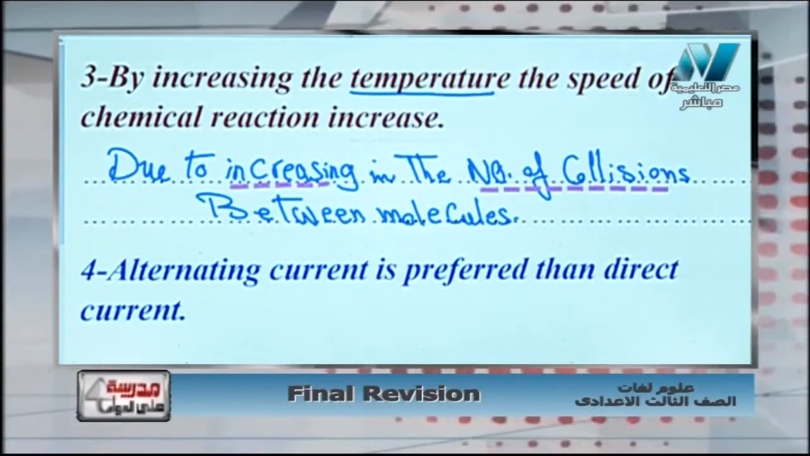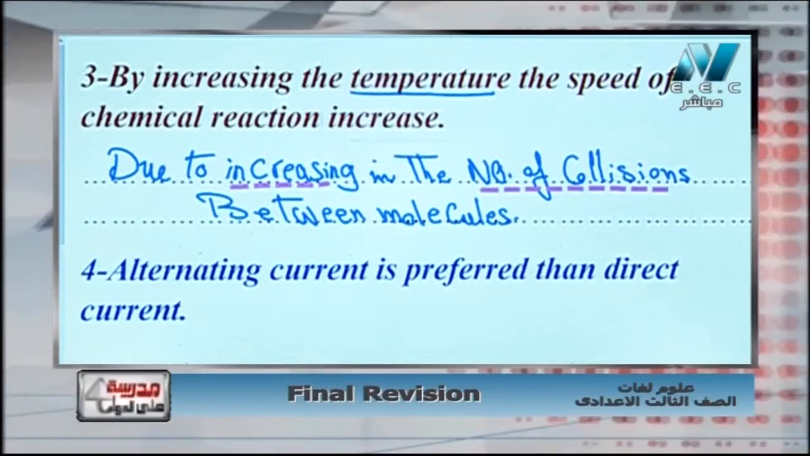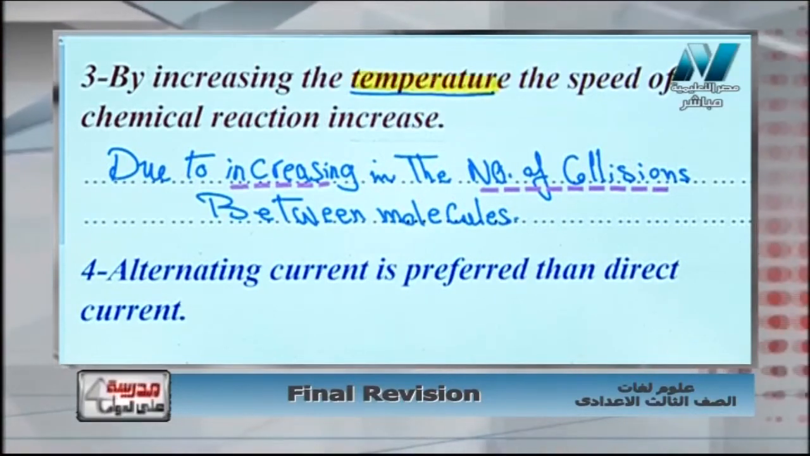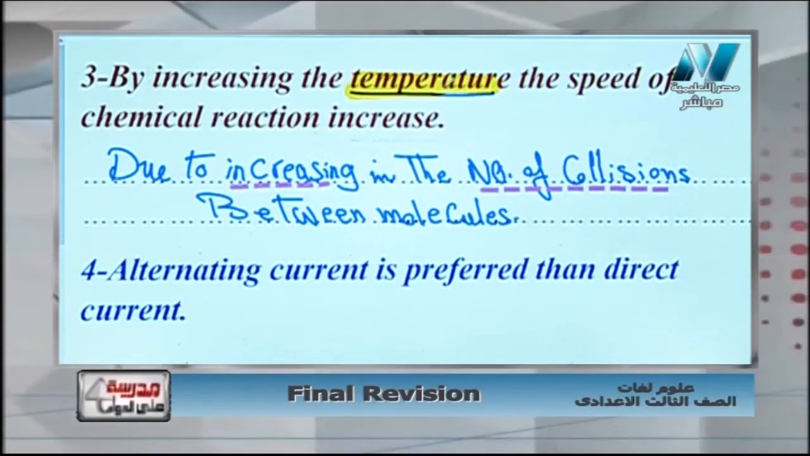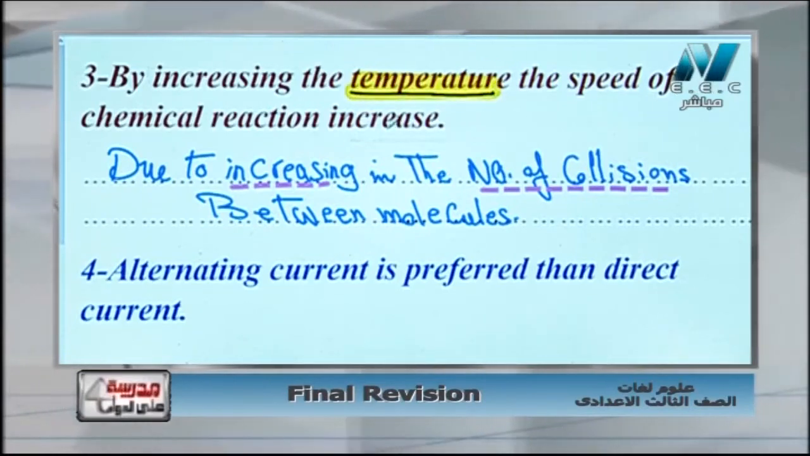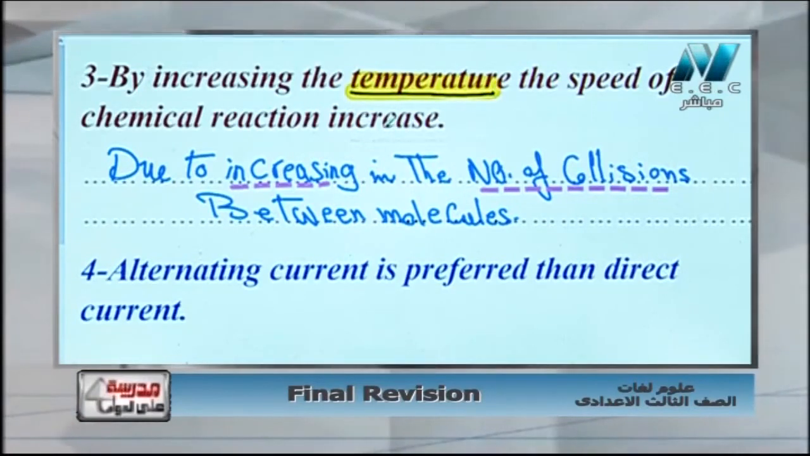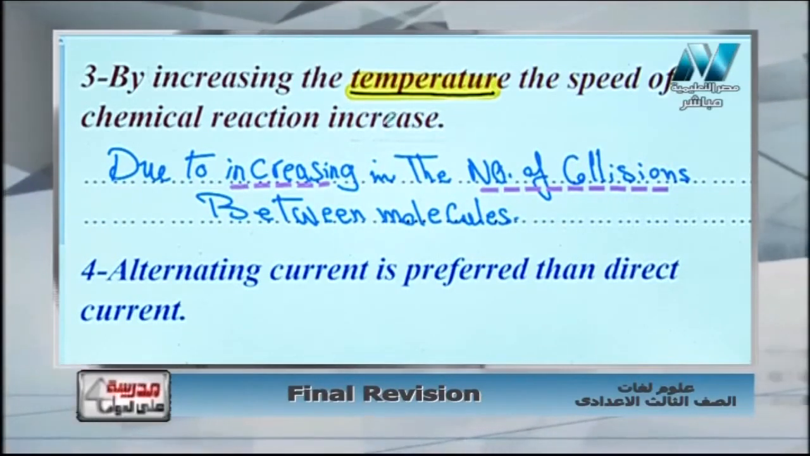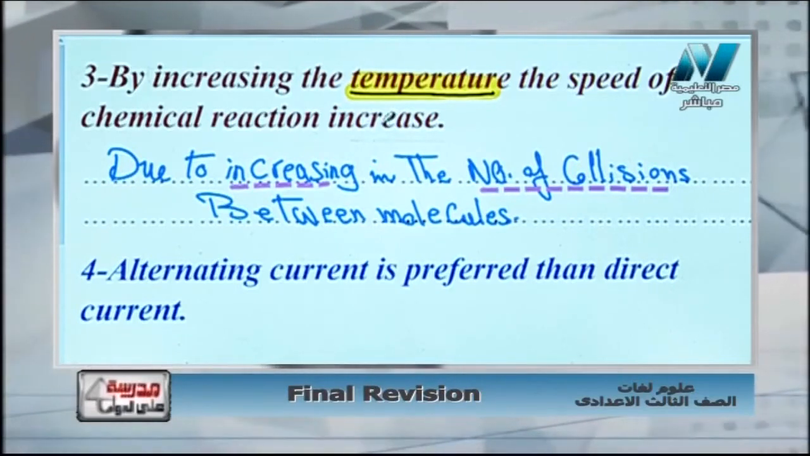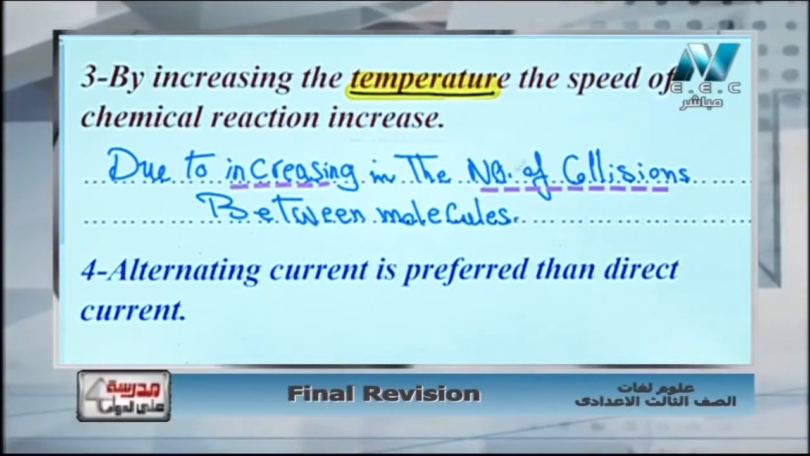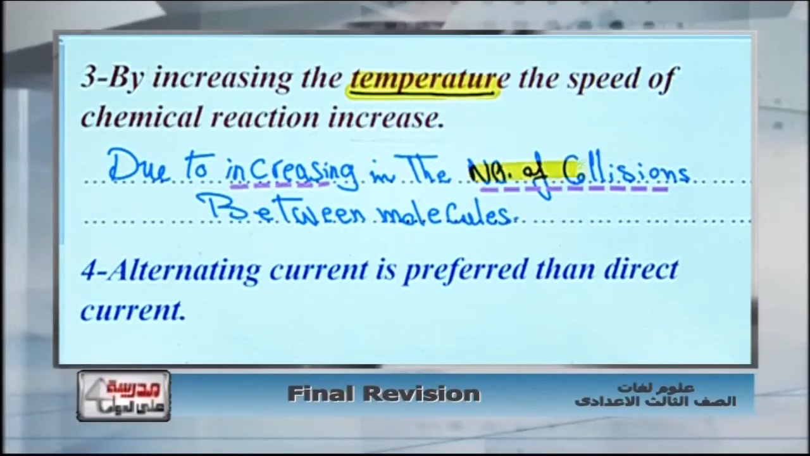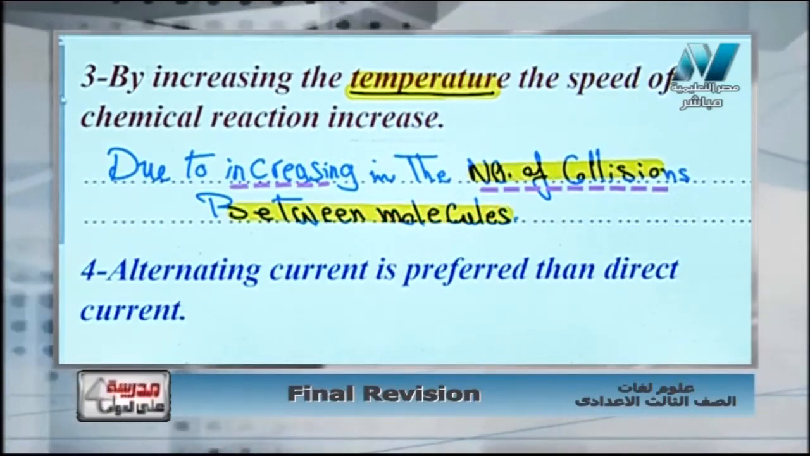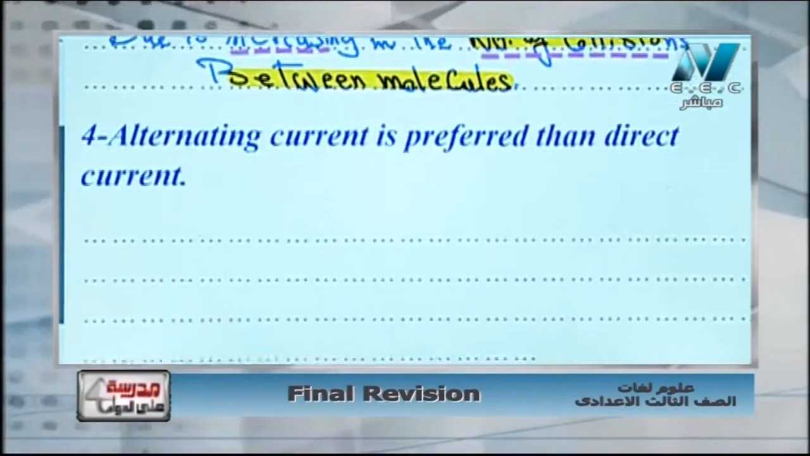طبعا this answer can be repeated in many questions, as we talk about the increase in temperature, the increase in concentration, or the increase of surface area, as in fillings or powder يعني. يبقى increasing of temperature, increasing of surface area, or increasing of concentration تركيز يعني. Here it makes an increase in the number of collisions between the molecules of the reactants, so the speed of chemical reaction will increase.